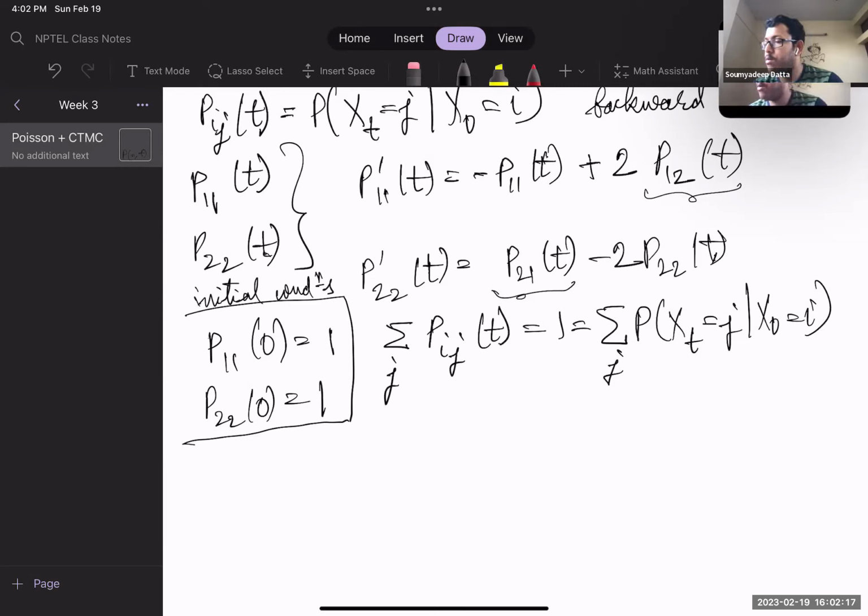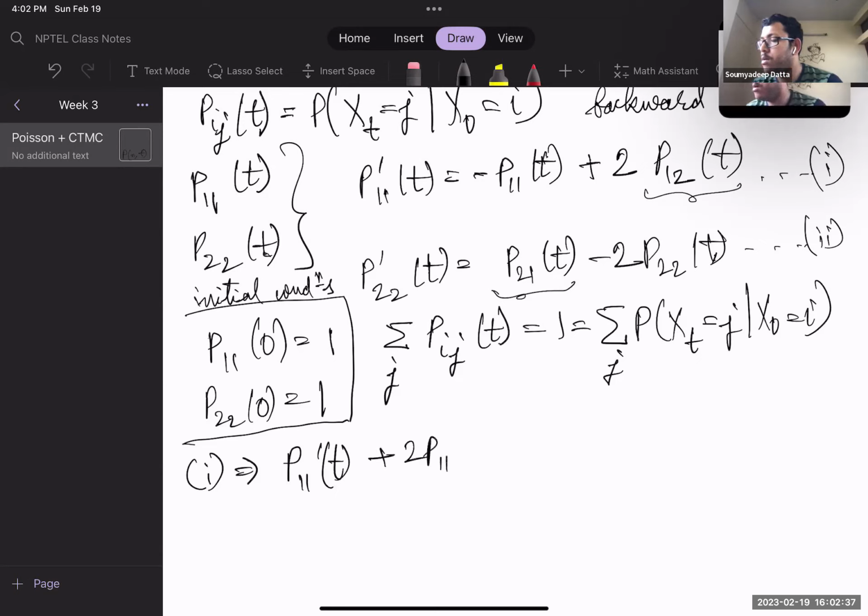So what we will have is equation 1 and equation 2. To equation 1, we will add P11 of t on both sides, so we'll have 2 times P11 of t on both sides. The reason I'm doing it will be very evident. So 2 times P11 of t minus P11 of t will give me P11 of t, right? Sorry, no, I should write it properly. Let me leave this term as it is, with minus P11 of t.